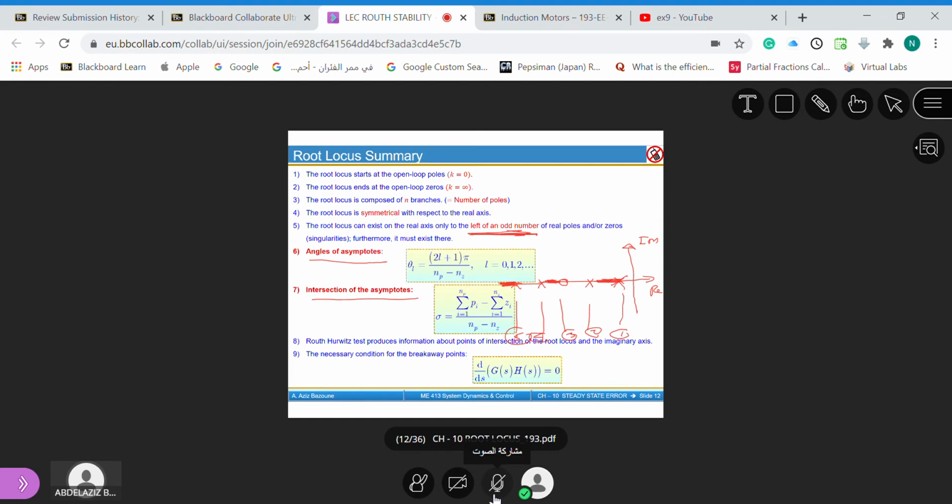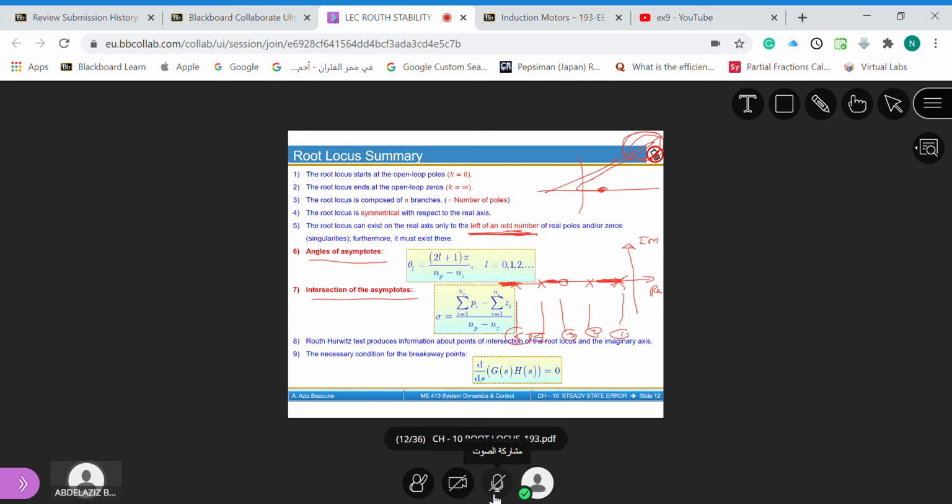The asymptote here is a line that the locus approaches, Shabab. Sometimes the root locus will do this. It's coming from here, and it's doing this one. And then it does this. It goes here asymptotically. It will be parallel to the asymptote. At infinity it will be parallel to the asymptote. We will see it now step by step.